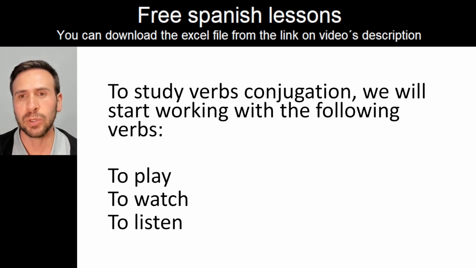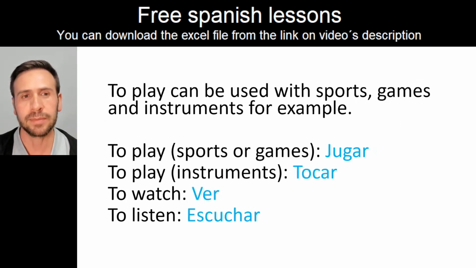To study verb conjugation, we will start working with the following verbs: to play, to watch, to listen. To play can be used with sports, games and instruments. For example, to play sports or games, jugar; to play instruments, tocar; to watch, ver; to listen, escuchar.